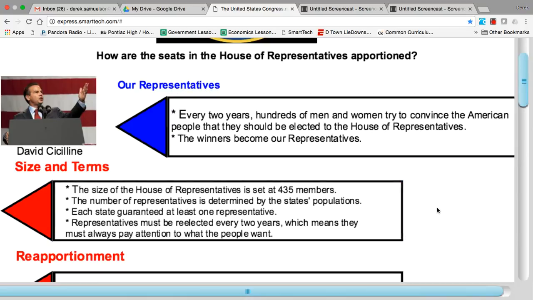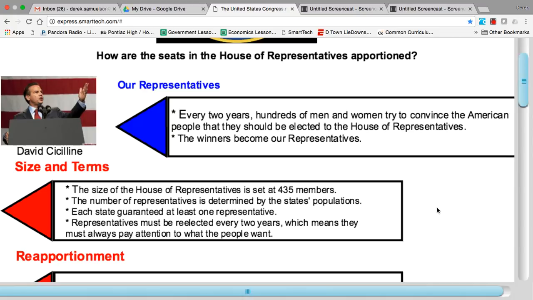Now, the size of the House of Representatives is fixed. It's set. There are 435 members in the House of Representatives. And the number of representatives is determined by a state's population. So here in Michigan, we get 14 representatives, I think that's right, in the House of Representatives based upon our state's population. So out of that 435, 14 are from Michigan because Michigan is kind of a middle-sized state in terms of population.